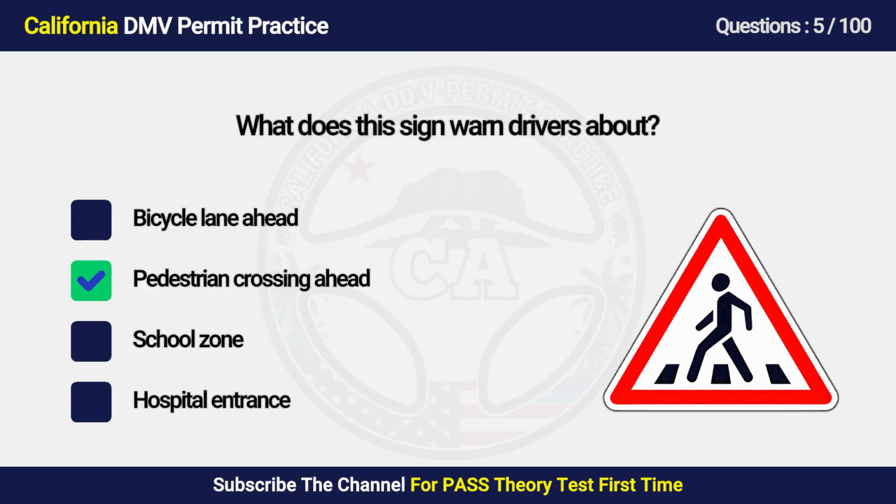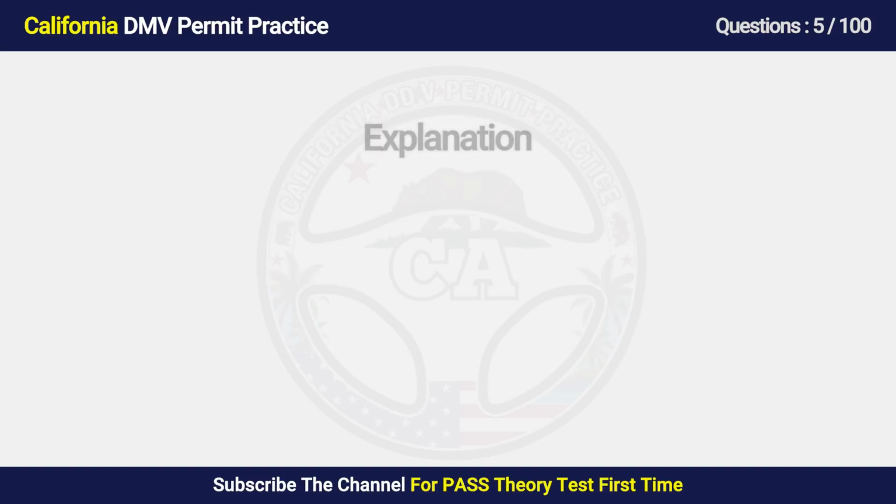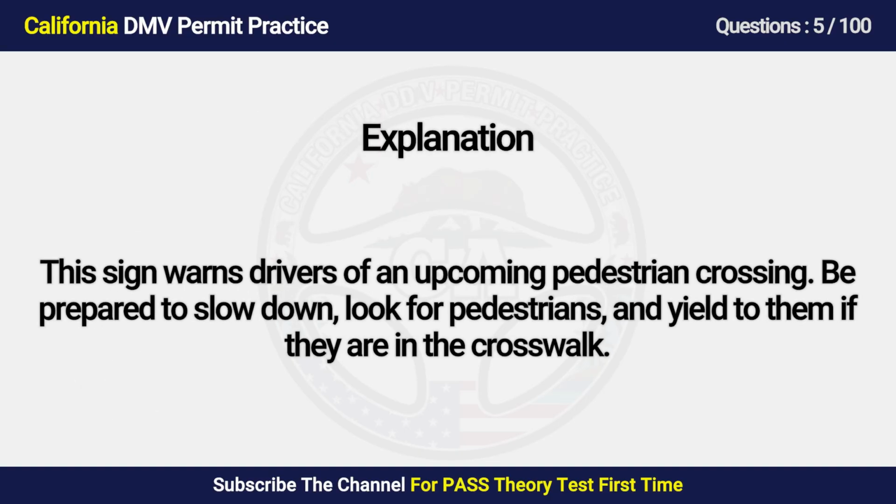Answer is B. Pedestrian crossing ahead. This sign warns drivers of an upcoming pedestrian crossing. Be prepared to slow down, look for pedestrians, and yield to them if they are in the crosswalk.